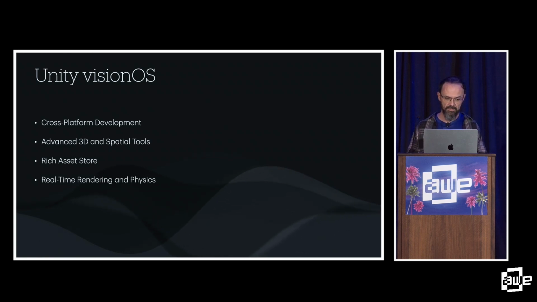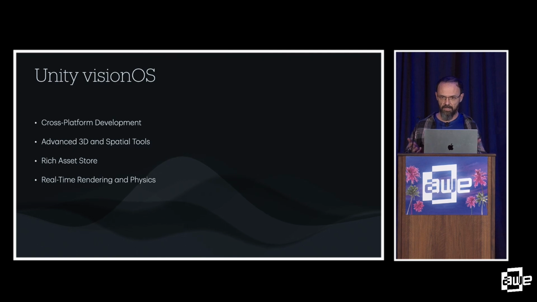And one interesting advantage is that they have a very rich asset store. So if we need to acquire things like textures or 3D models or sounds or effects, we can just go to the store and get the license, and it's very easy to get up and running and developing your apps. And we also have access to real-time rendering and physics in a much more specialized way.